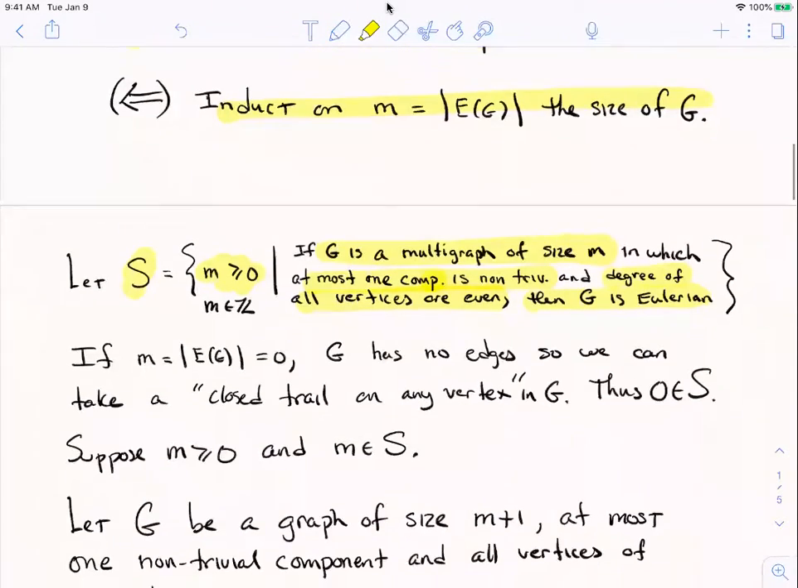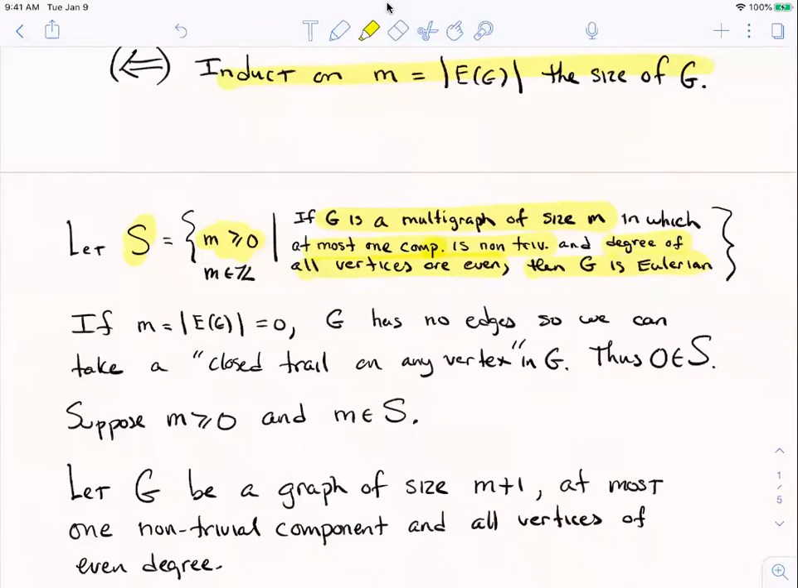So an induction proof starts by showing that there's some element of your set S. So I'm going to start with 0. All right, so suppose that I have a multigraph of size 0. So it has absolutely no edges at all. So it's a graph that looks like this, if you like, if it has order 4. It has no edges whatsoever.